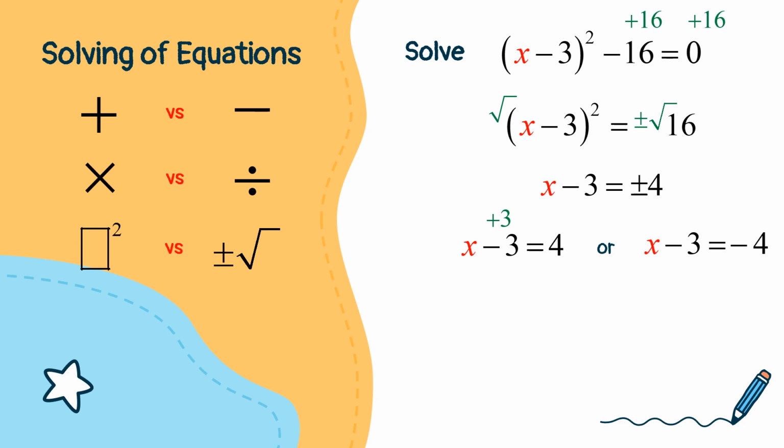So let us solve the first equation. To remove the minus 3, we will plus 3 on the left hand side, and we will also do that on the right hand side. And x equals 7. To solve the next equation, we will plus 3 on the left hand side as well, and plus 3 on the right hand side. And that will give us x equals -1. Solving this equation will give us two solutions, and we can check whether these solutions are correct or not.